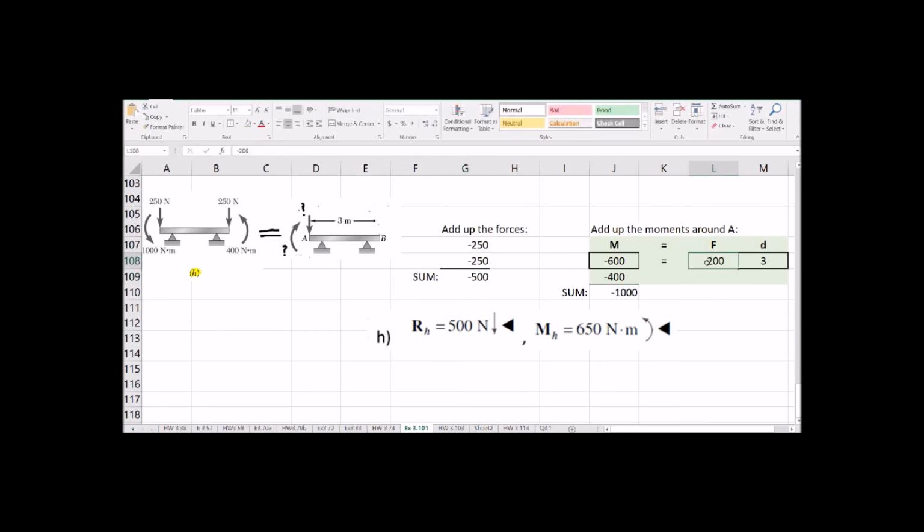And once you're solid with these simple systems, the next distributed loads and center of mass and more complicated systems, they won't seem so scary to you. They'll just be more of the same thing, just keeping track of more stuff.